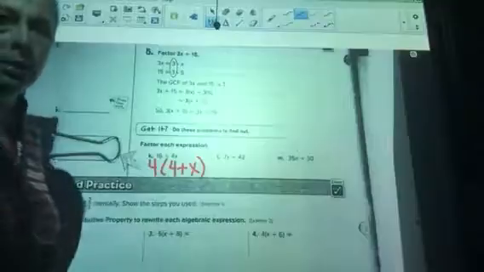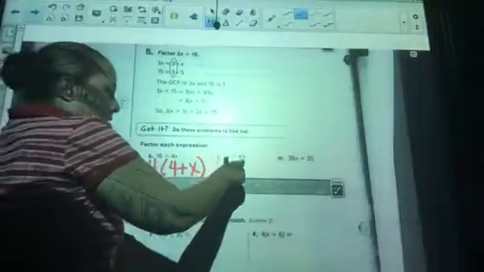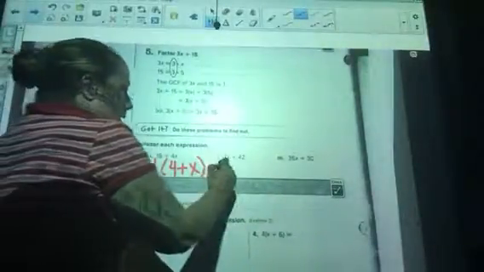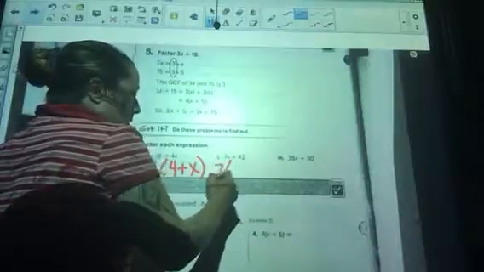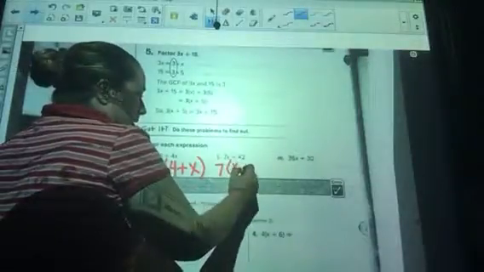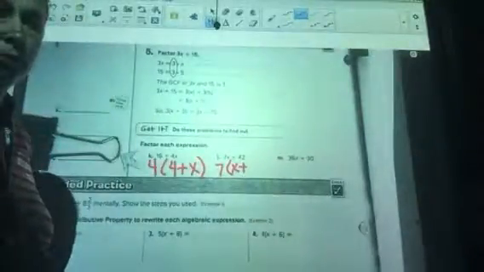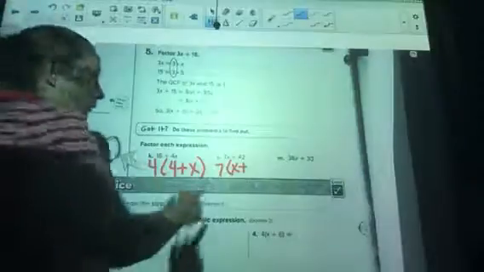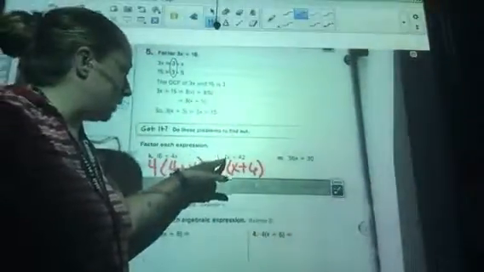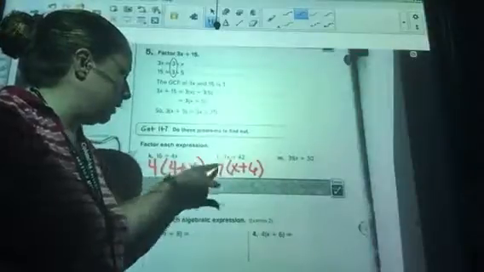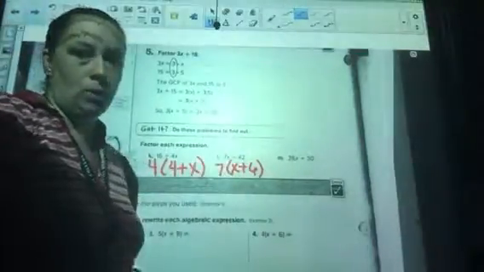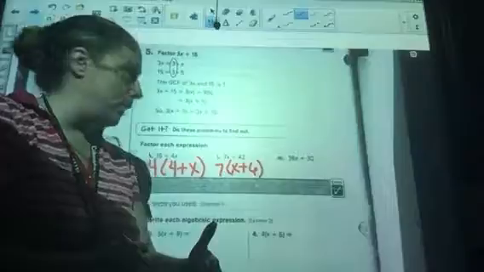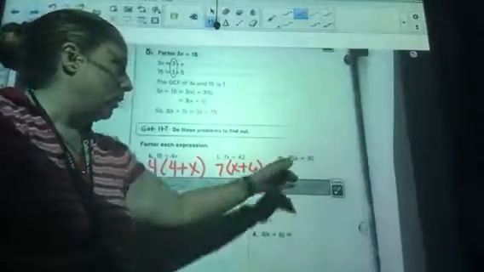So for this one, they would want you to do 7 can go into 42. So they would want you to put 7 on the outside, 7 times x plus, what would you do 7 times to get 42? If you said 6, you're right. So 7 times x plus 7 times 6 is 42. So you're breaking it down backwards, okay?